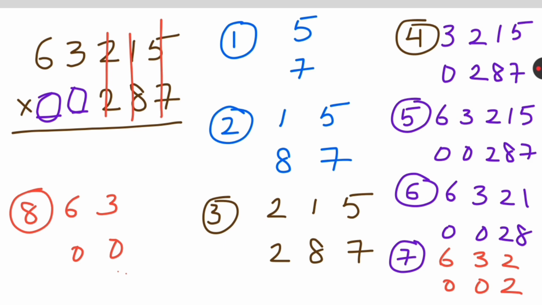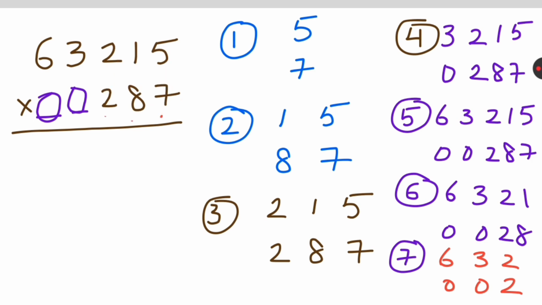So if you do cross multiply in the 8th step also, 6 times 0 is 0 plus 3 times 0 is 0. So we are getting 0. So that's why we stop this process here, and we remove this. That means we need to do only 7 steps. So we are done writing the steps.